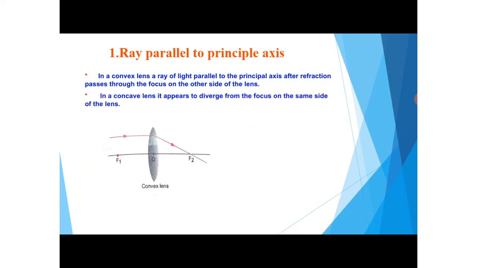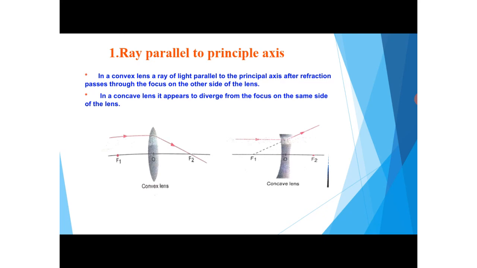And in the second case, in case of concave lens, the light ray appears to diverge. After being diverged, it appears to be passing through the principal focus, and that is the second principal focus for the concave lens. Now, the second rule is the light rays passing through the focus. So this is the case when the light rays are parallel and after being refracted, they are passing through the focus. Now in the next case, the light rays are passing through the focus.